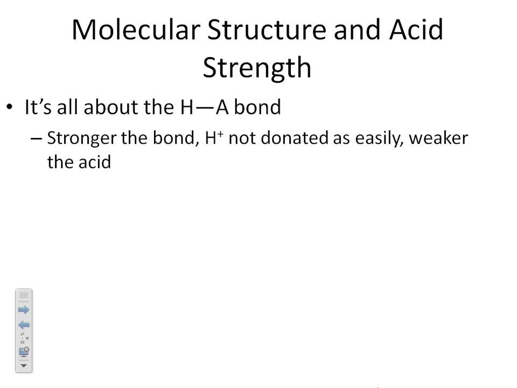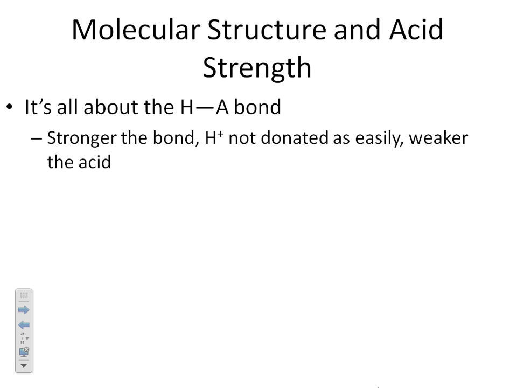If you have a very strong bond between hydrogen and whatever it's bonded to, then it's going to take a lot of energy to break that bond, which means it's not as likely to occur. If that bond isn't as likely to break, then your hydrogen won't be donated as easily, and you're going to have a weaker acid. So it has absolutely everything to do with that bond.